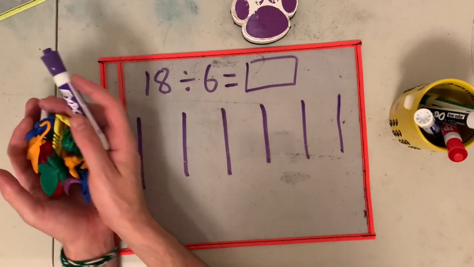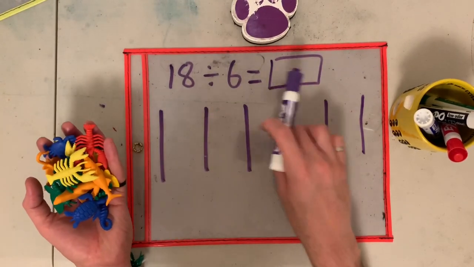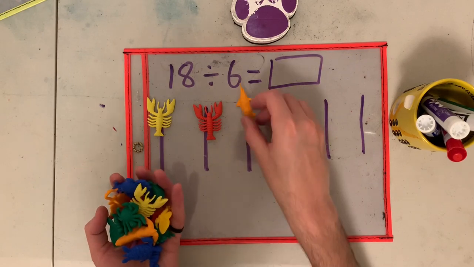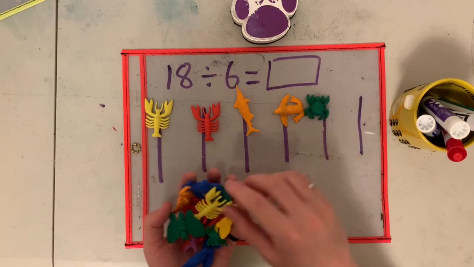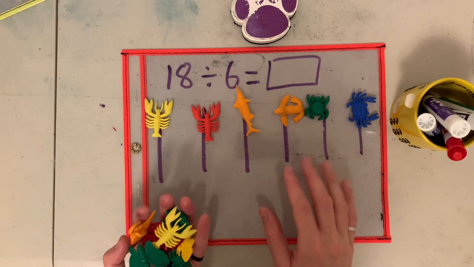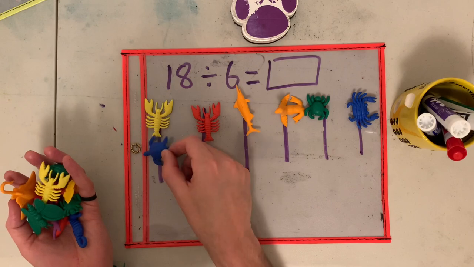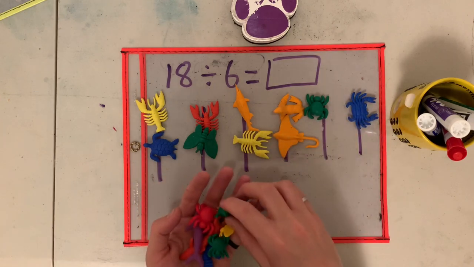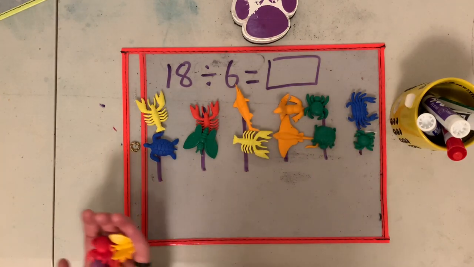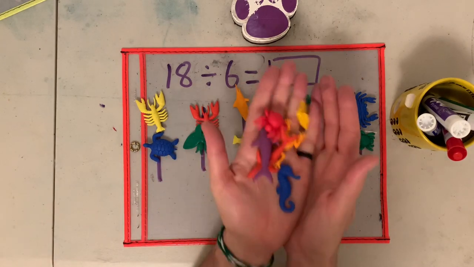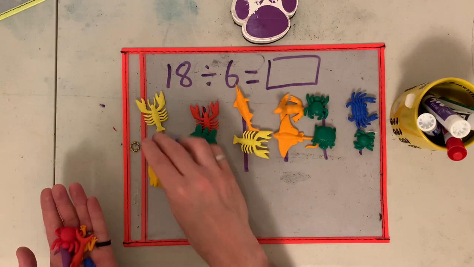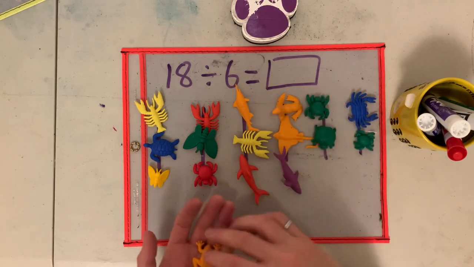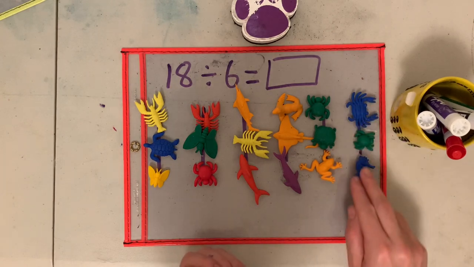Ahora tengo 18 flores. Y los voy a poner igualitos en cada fila. So, I go 1, 1, 1, 1, 1, and 1. All of them have 1, but I still have more flowers. Let's continue adding. Now I have 2 flowers in each row. All of them have 2 flowers now, but I still have more flowers. Let's add now. I have 3 flowers in each row.